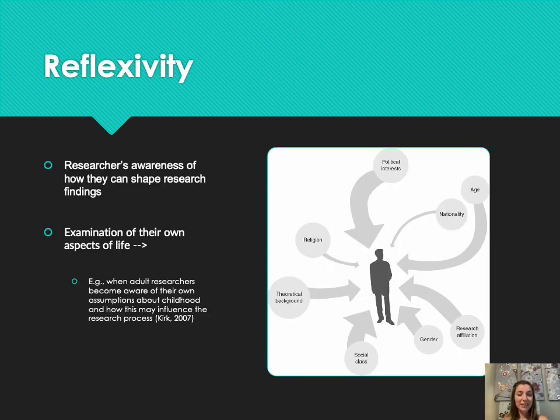So reflexivity, like I said, is a part of positionality, and it's basically you becoming aware and also examining how certain factors can shape your research. It can shape your research design, it can shape the methods you choose, it can shape a lot of things about the research, including the results and how you interpret them. So you have to assess your religion, nationality, age, political power, theoretical background, social class, and all that you come into it with, but also how it might affect what you're doing in the research. So here I give an example of when an adult researcher becomes aware of their own assumptions about childhood and how this may influence the research process.